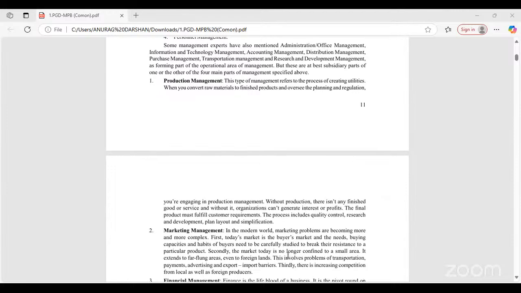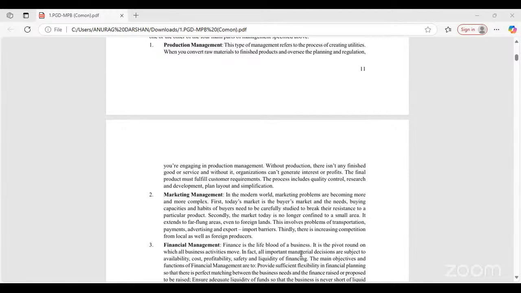And what does marketing management deal with? Marketing management deals with marketing. When I'm talking about marketing, it is from production to distribution to consumption. All these aspects are covered under marketing management. When I'm talking about consumption, who is there to consume? There is a buyer, a consumer who will actually buy the product, who will actually consume the product, and who is the basic person who is going to fetch revenue to the organization.